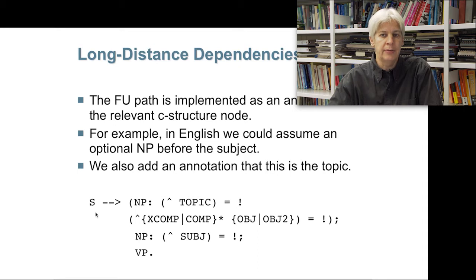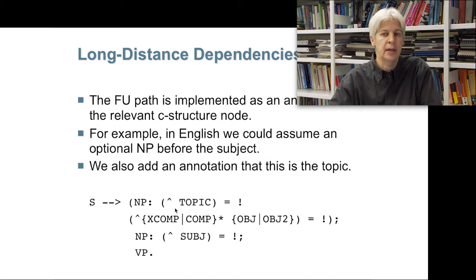In this example, I've augmented our S rule, the one we've been working with. This part should be familiar to you. NP, VP. NP is the subject, VP is the verb phrase. And I've added this part. I've added an optional NP in front of the subject NP. And you might want to add a comma in here to make sure this is actually an extra NP and deal with the punctuation. I've also added an annotation that this is the topic.